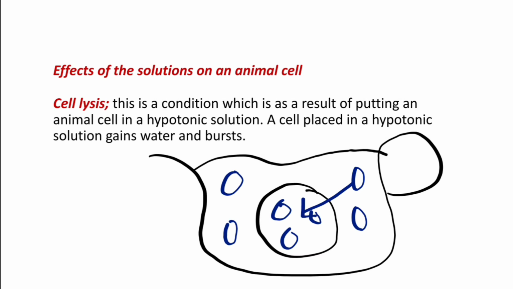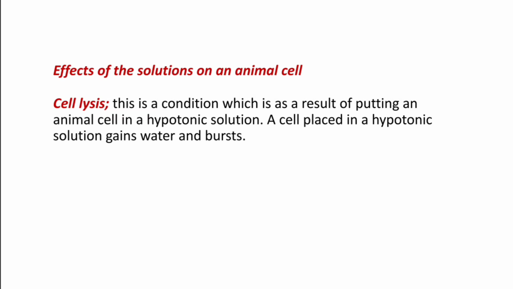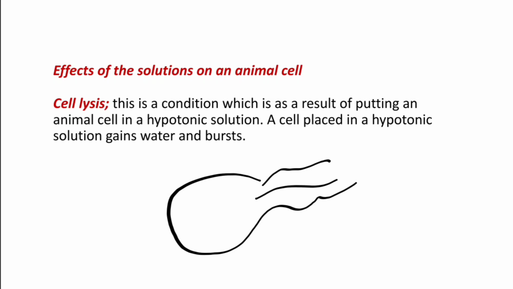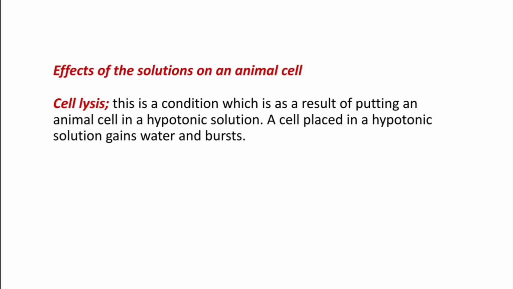And eventually, what we're going to have is this cell will gain a lot of water to a point that it will burst. Why is it bursting? Because the outer layer, which is the cell membrane, is not strong enough to withstand the pressure. Therefore, this cell is going to burst. So we'll have something like this. The cell will burst. And this condition is known as cell lysis. So cell lysis is a condition where an animal cell bursts after being placed in a hypotonic solution. So a cell placed in a hypotonic solution gains water and bursts.